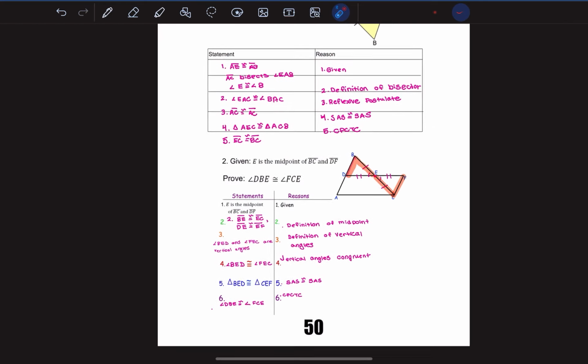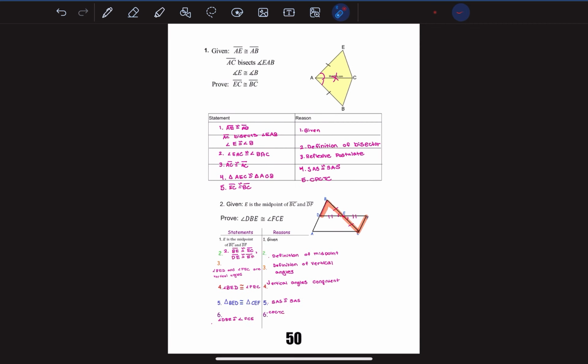So again, it's very similar to what we've been doing. So it's just adding on another part. So you just have to be very careful when it comes to the prove statement to make sure that if it is proving two segments or two angles, that you are taking that one extra line to put in CPCTC. So that way you are fully answering the question.